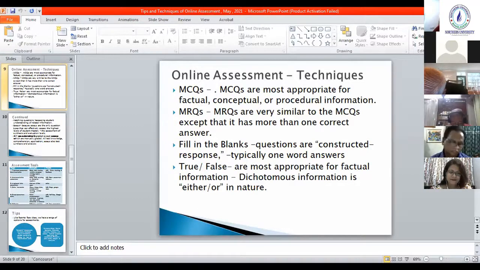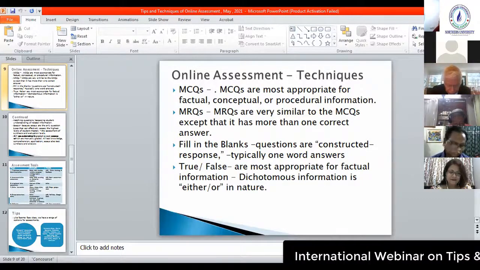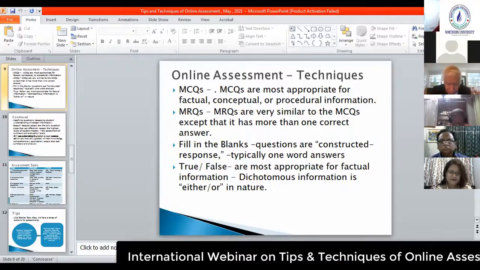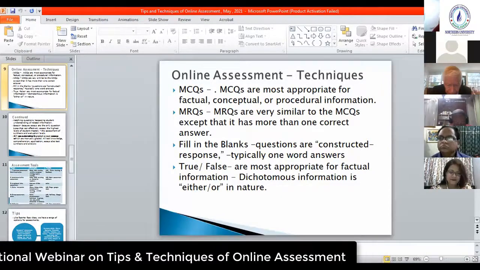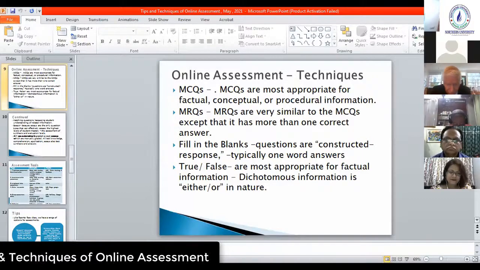Then of course, the fill in the blanks that we always use. These are constructed responses. Typically, one-word answers is what is required from the students, where they create an answer. True or false, again, is dichotomous, either or, in nature, and this also tests the factual information.